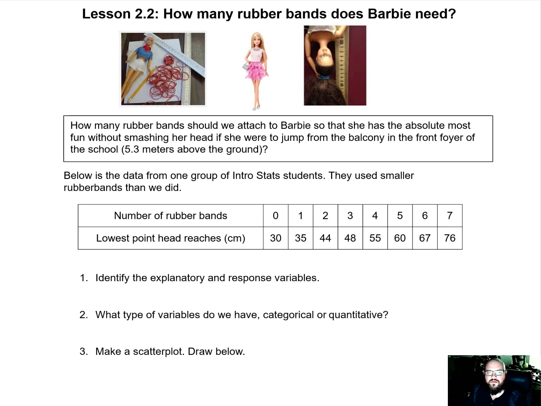Alright, so for 2.2, which is a relationship between two quantitative variables, we're going to go through the start of the notes here. It's not as fun because we can't actually do the Barbie jumps on this setup online, but this is how it would play out as far as putting rubber bands on her feet and dropping her and seeing how close her head gets to the floor.